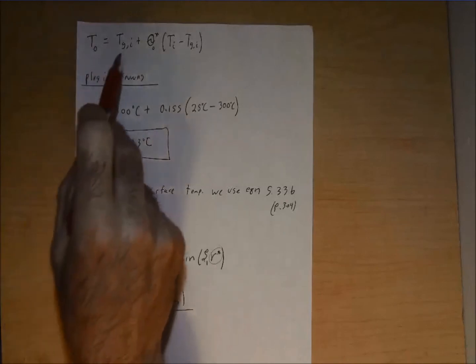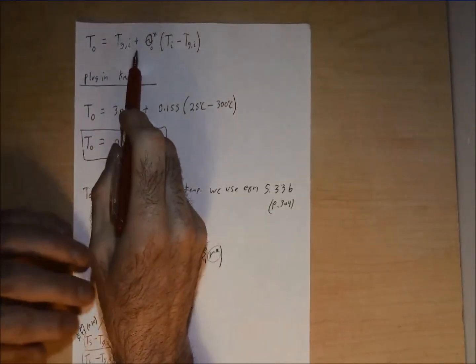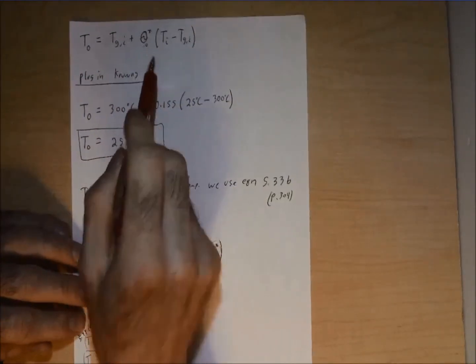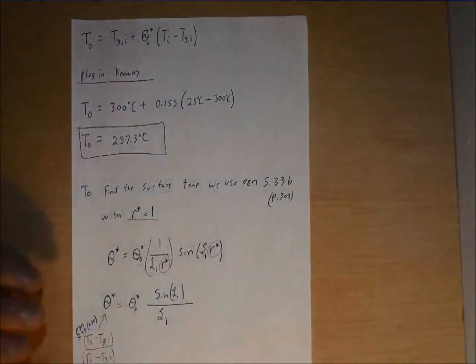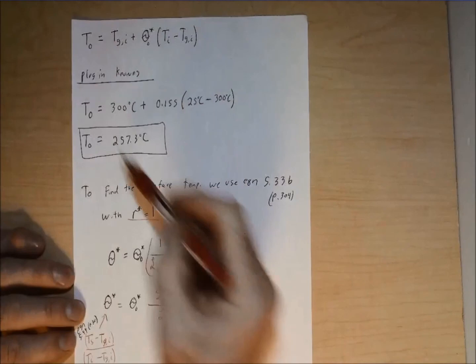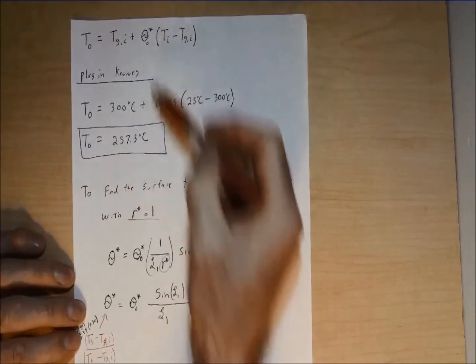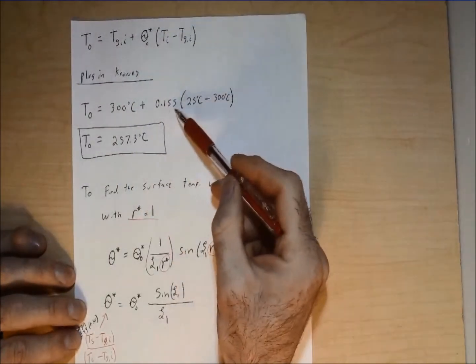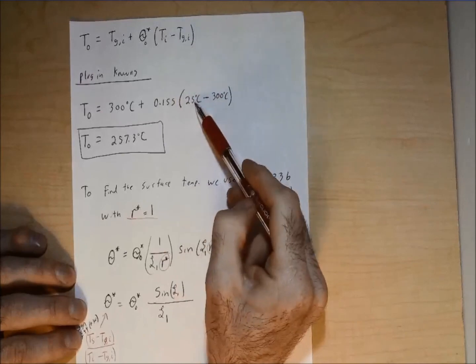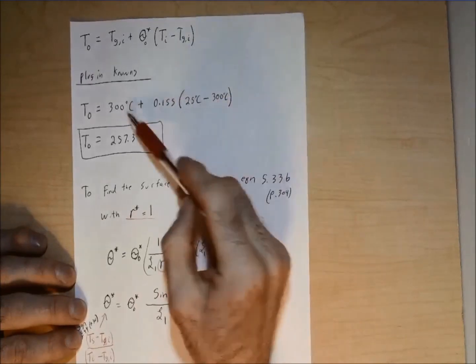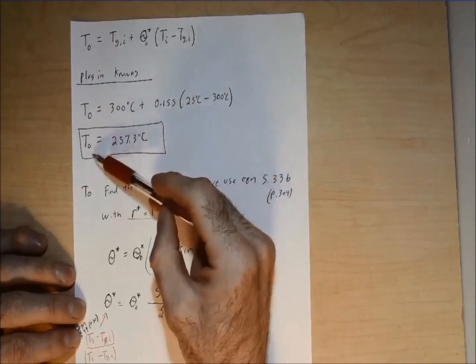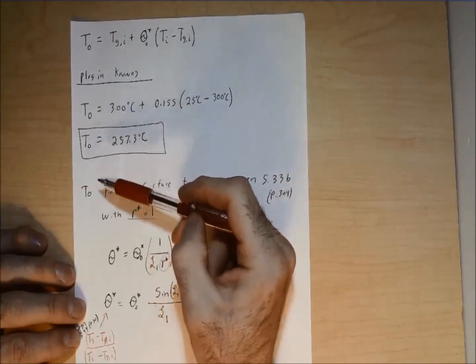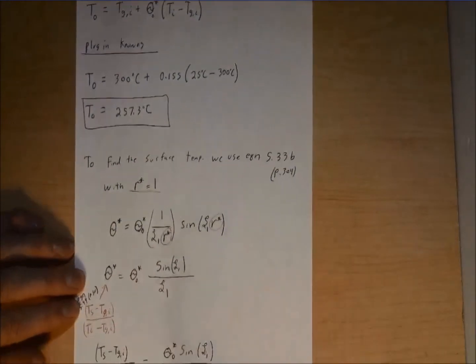T naught is equal to T sub G comma I plus this value for theta that we solved for times Ti minus T sub Gi. So we can start plugging in all of our known values. This was given to us as 300 degrees Celsius. We already solved for this as 0.155. This was given to us as 25 degrees Celsius, and this was given as 300 degrees Celsius. So it's a straightforward plug and chug problem, and I can leave everything in terms of Celsius. Just realize that our final answer for T naught is going to be given in terms of Celsius as well.